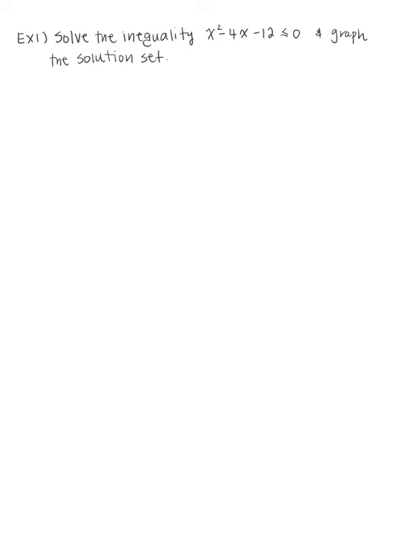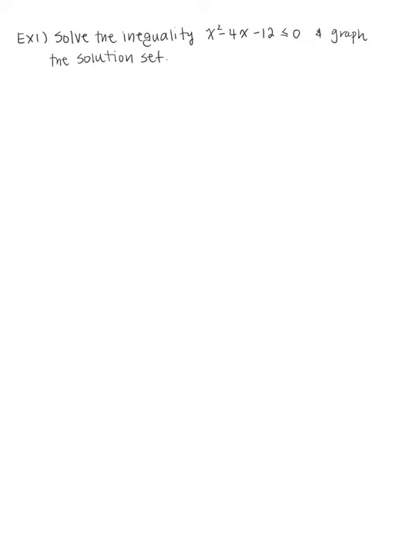Example 1, solve the inequality x squared minus 4x minus 12 is less than or equal to 0, and graph the solution set. So here's what we're going to do first. Let's do this graphically, meaning we're going to graph this parabola, which is f of x equals x squared minus 4x minus 12. Then let's find out where the graph is going to be below the x-axis. That's the same thing as saying our function is less than or equal to 0.